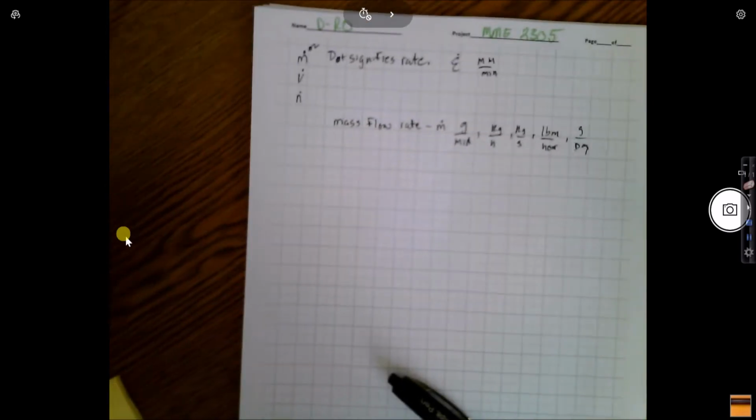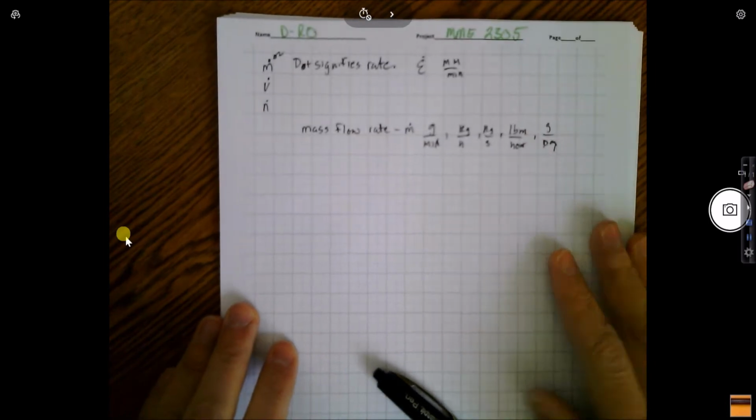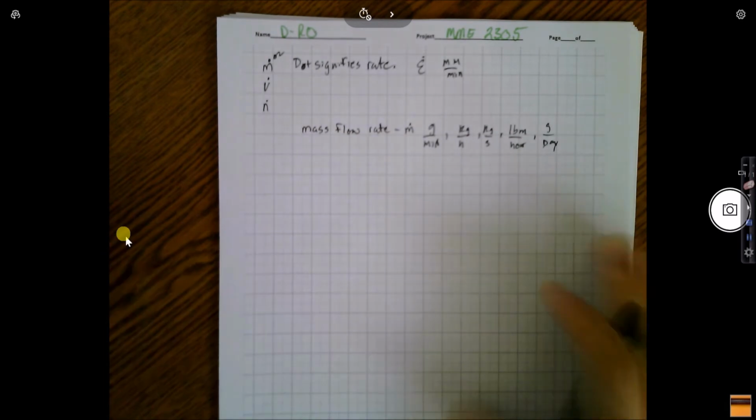Let me adjust the camera a tad because it's not showing us what we want, and my chicken scratch isn't doing people many favors.